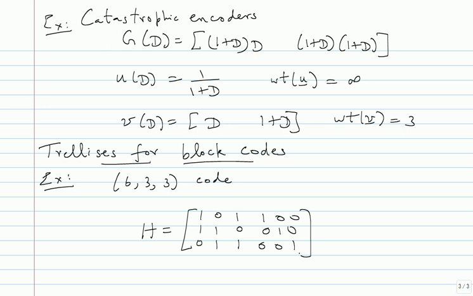So what do I know about every code word of my code? It satisfies H times C transpose is 0. Let me try to write this equation in a slightly different way, which will possibly give me the trellis. So remember, what are the bits associated with each column? Where will I put the parity bits? Where will I put the message bits?